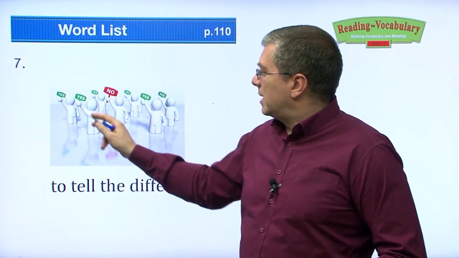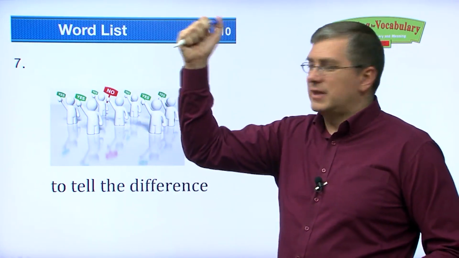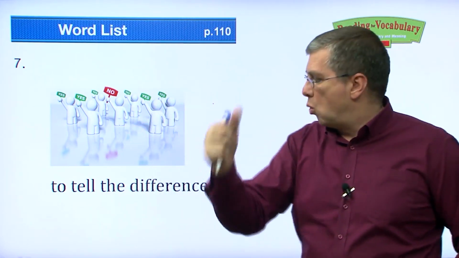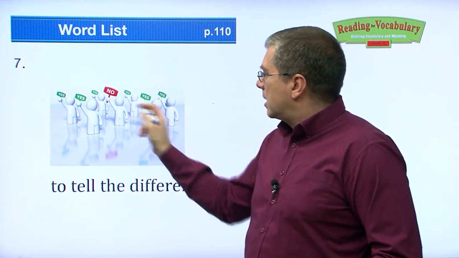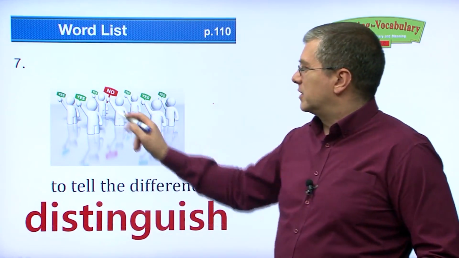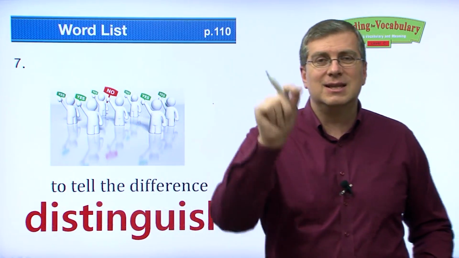Okay, next one. To tell the difference. Here we have a picture of many people raising their signs. They're saying yes, they're agreeing. But there's one person in the middle that says no. And they're different from the other people. That person, we can distinguish that person because we can easily see the difference.